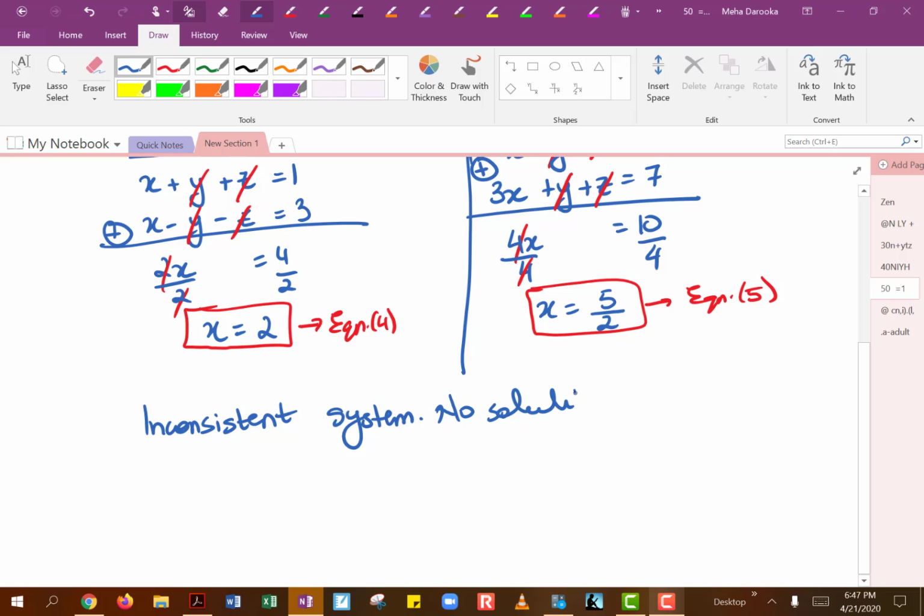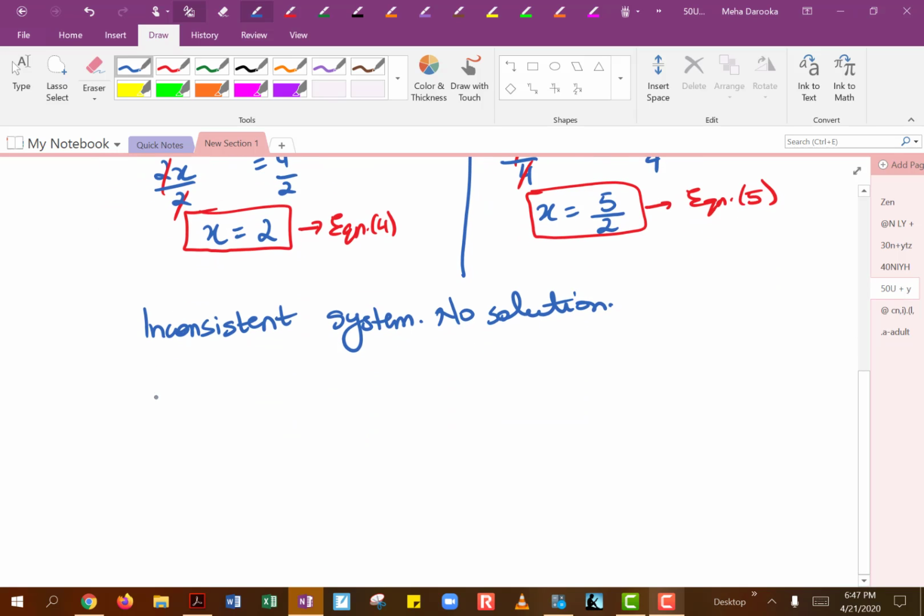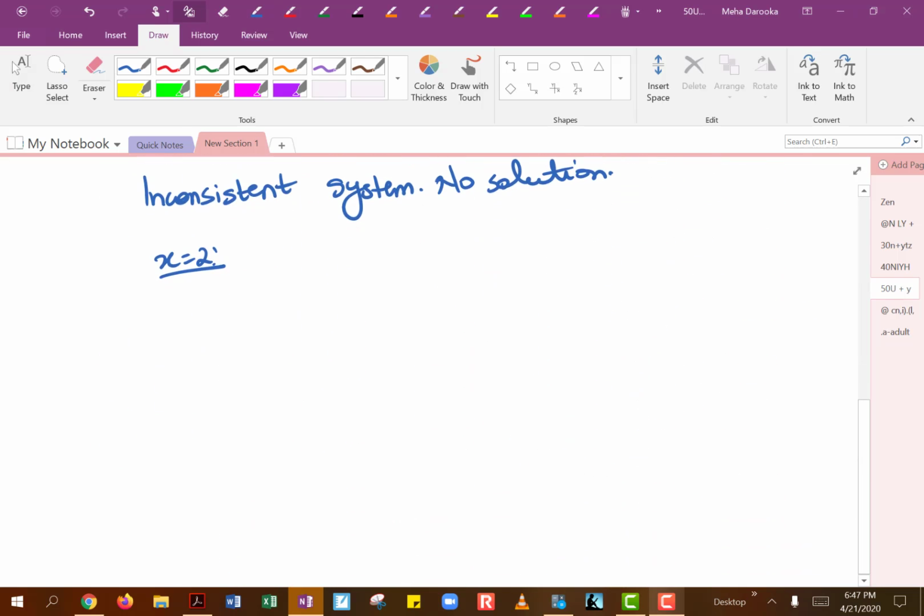But just to show you what happens, let's say you were to plug in this value of x equals 2 into our three equations, equations 1, 2, and 3, and see what happens in this case. So in equation 1, x plus y plus z equals 1, we will have 2 plus y plus z equals 1, subtract that 2, and we end up getting y plus z equals negative 1.